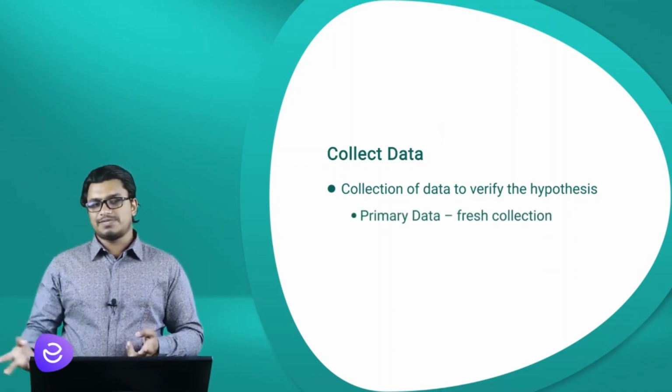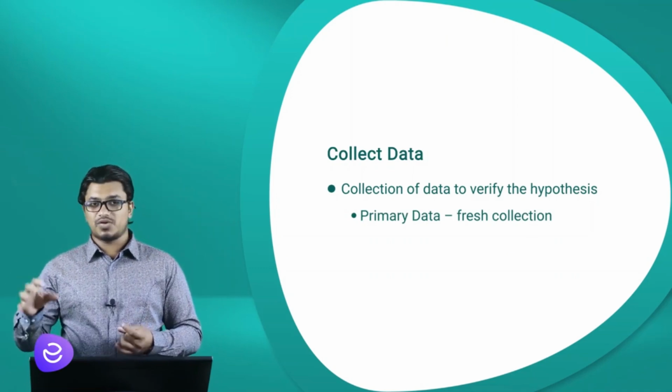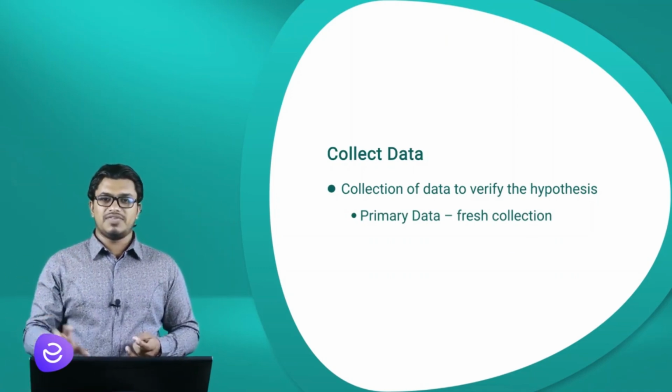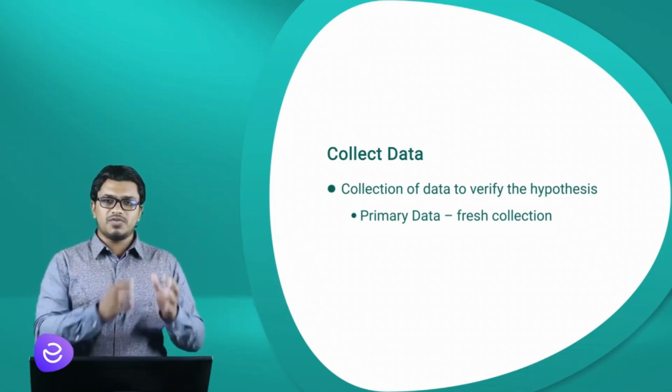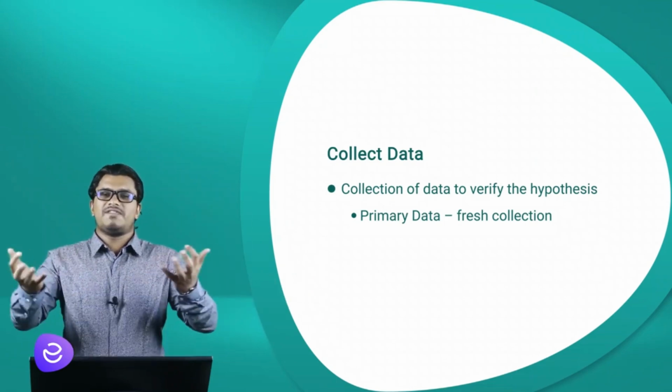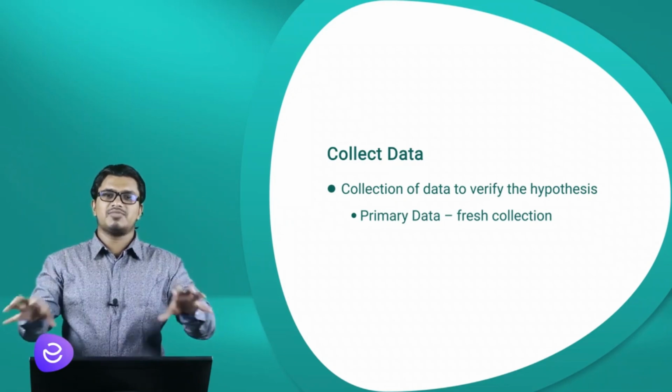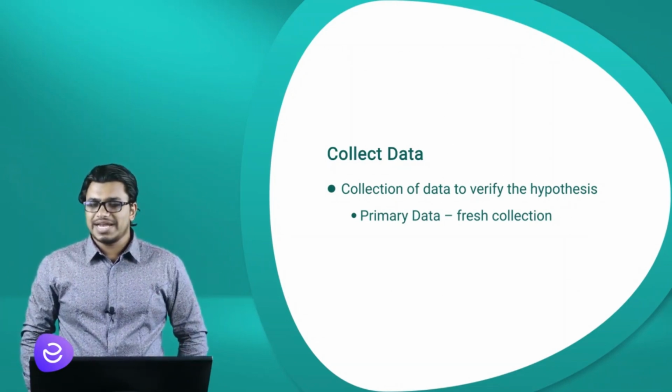We have two types of data. Primary data is fresh collection of data, where we give out questionnaires and get the answers, or we call people for interviews, we ask them and get answers. So fresh collection of data directly from the source is called primary data collection.